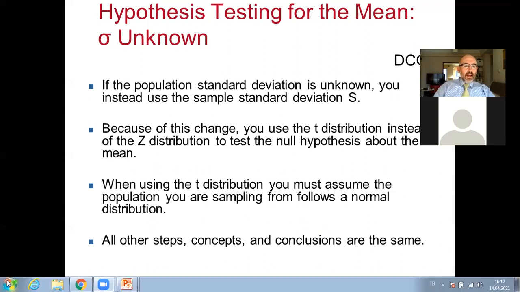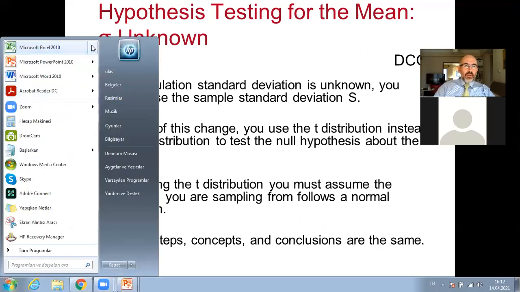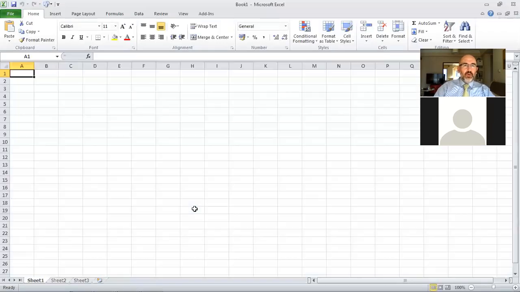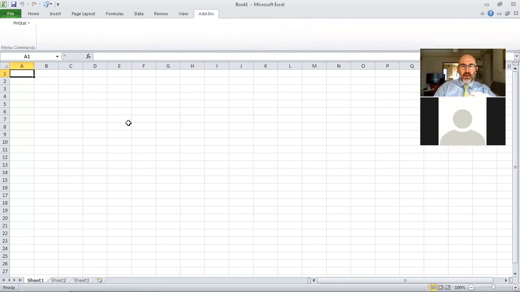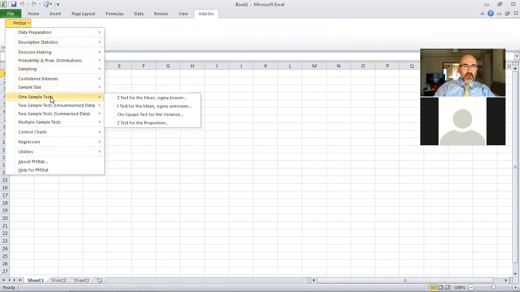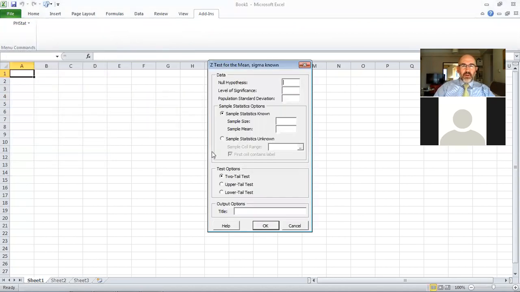So let's take a look at how we would approach the hypothesis testing problem using our PhStat add-in. Under add-ins, we don't have to have anything in the Excel sheet for this, at least. If sigma is unknown, then we need to have some data. So we just go to one sample tests, z-test for the mean, sigma is known. We just click on that.